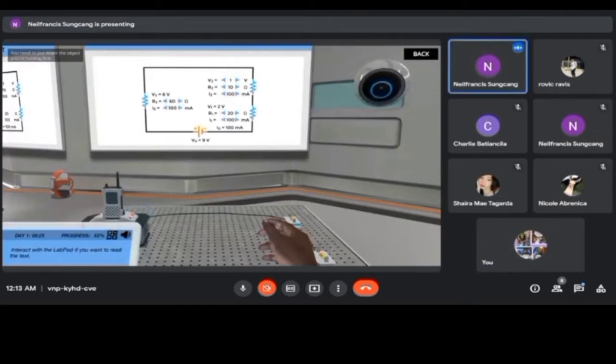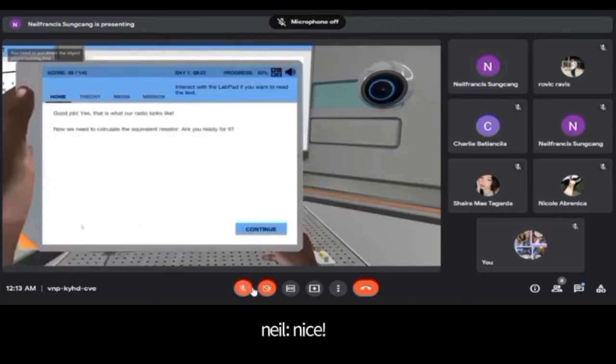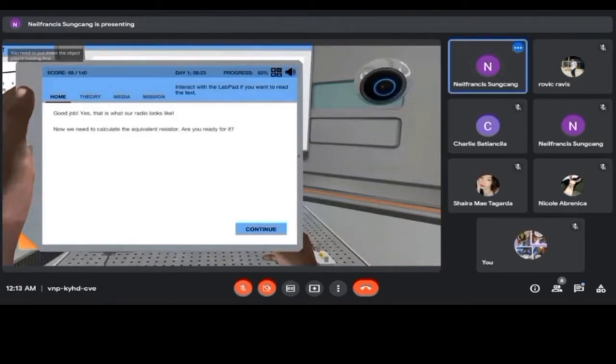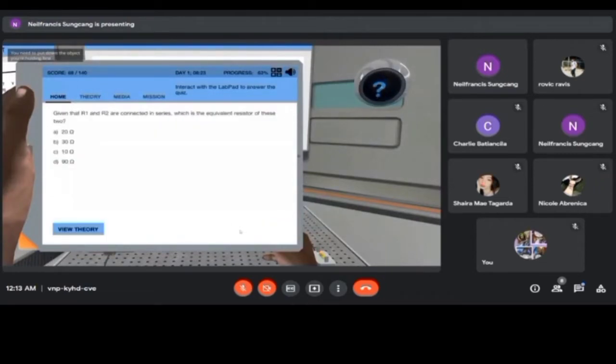Good job. Yes, that is what our radio looks like. Now we need to calculate the equivalent resistor. Are you ready for it? Given that R1 and R2 are connected in series, which is the equivalent resistor of these two?